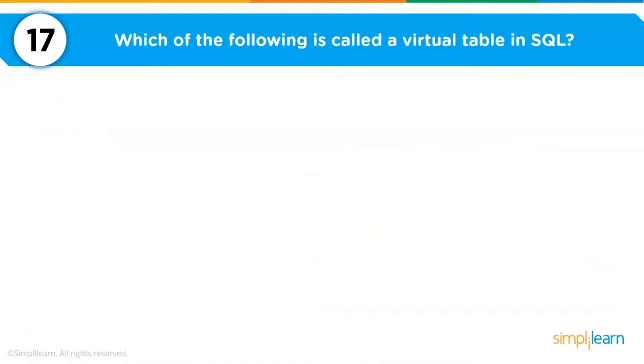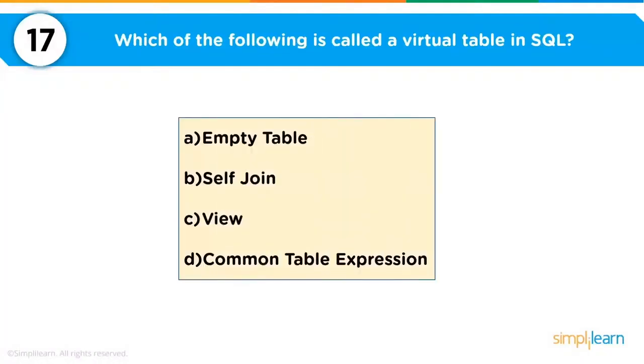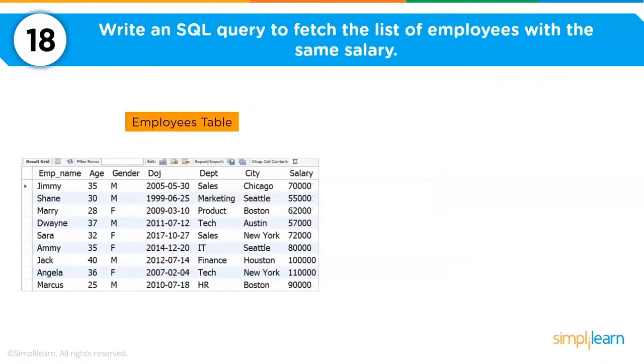So the 17th question is on which of the following is called a virtual table in SQL. So again we have a multiple choice question. So the answer is view. You can see here. So view is a virtual table that has rows and columns as they are in a real table in the database. Now we can create a view by selecting fields from one or more tables present in the database. Next, moving to the 18th question.